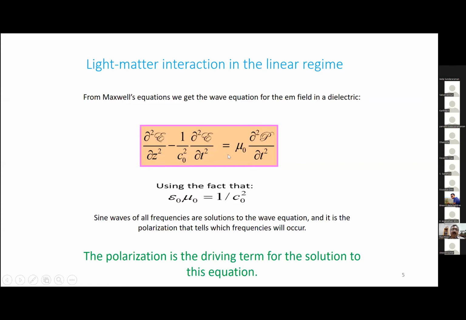So for a wave equation of this kind, we know that sine waves of all frequencies are solutions to the wave equation. So it is the polarization that tells which frequencies will actually occur. Therefore, the polarization is a driving term for the solution to this equation.